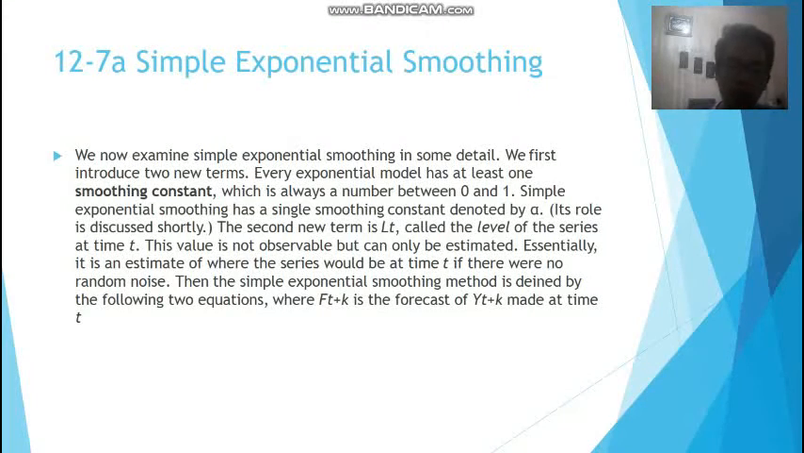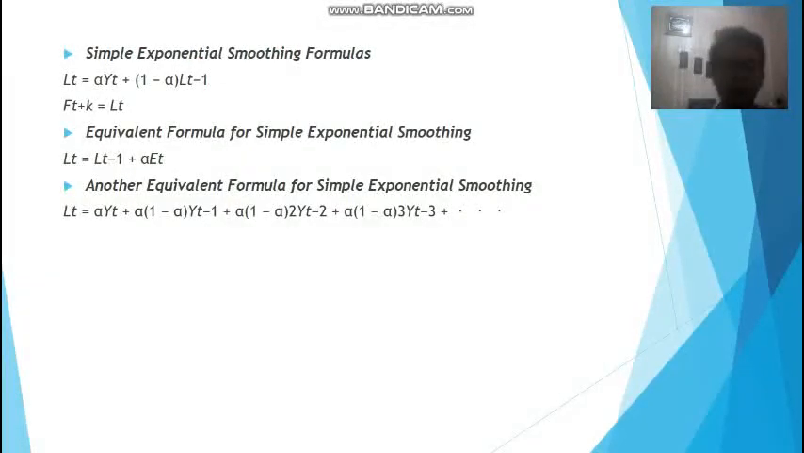Then the simple exponential smoothing method is denoted by the following two equations, where F_t+k is the forecast of the series k periods ahead, made at time t. That is the formula of simple exponential smoothing.